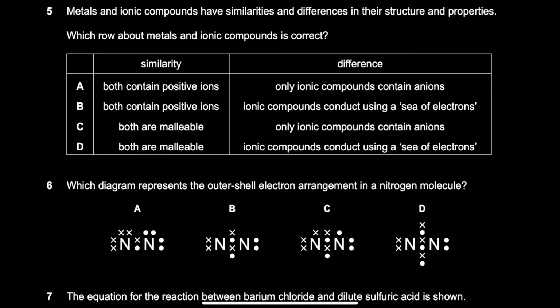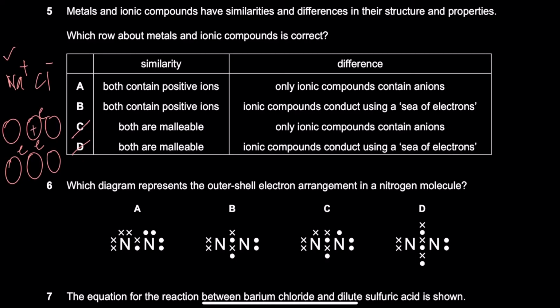Metals and ionic compounds have similarities and differences in their structure and properties. Which row about metals and ionic compounds is correct? Both contain positive ions. That's true. So C and D are wrong. Let's check between A and B. Why do both contain positive ions? Because if you check your ionic compound, let's say NaCl, Na has a charge of 1 plus, Cl has a charge of 1 minus. So that's a positive ion right here. And in metals, you have a lattice of positive ions in a sea of delocalized electrons. So that's a positive ion right here.